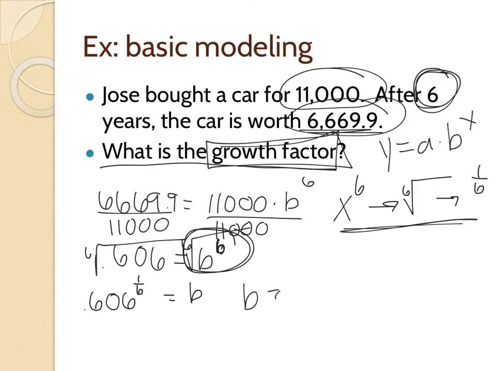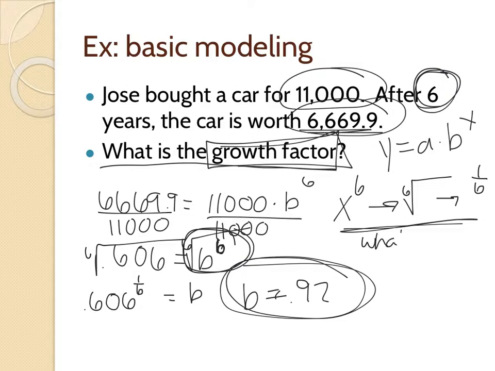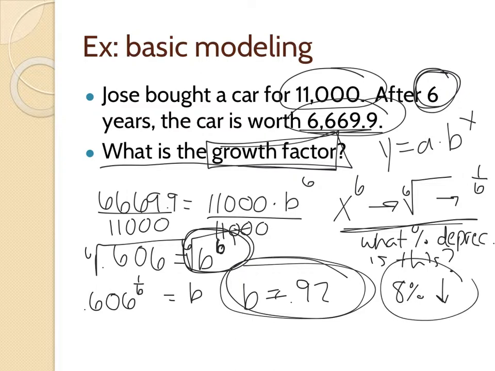Okay, so I get B equals 0.92. Okay, so that would be my growth factor. And I can actually take it one step further. What percent depreciation is this? If you think about it, if I'm multiplying by 0.92, how many percentages am I taking away? Well, that would be an 8% decrease. So that might be another thing that I ask you on a particular question like this.